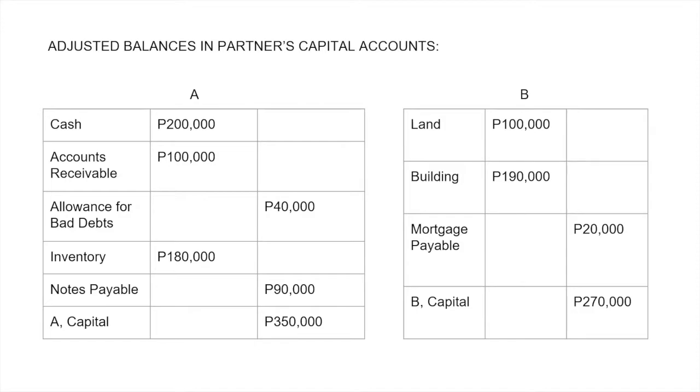In B's adjusted books, land has 100,000 pesos in amount, building becomes 190,000 pesos, with a mortgage payable of 20,000 pesos, and the total B's capital is 270,000 pesos. Overall, this is how you do the adjusting trial balance of each partner in the partnership formation. On the next slide, it will be discussed by Pierre Lopez, the financial statements of partnership formation.